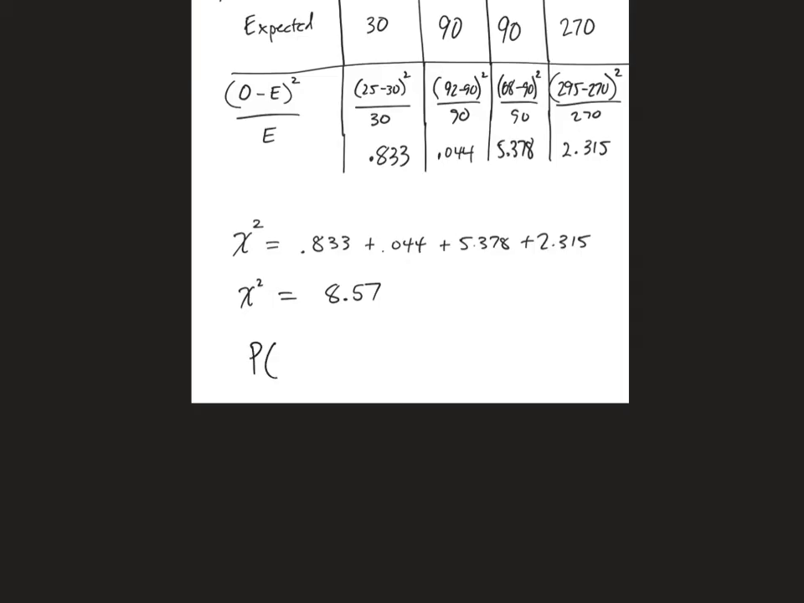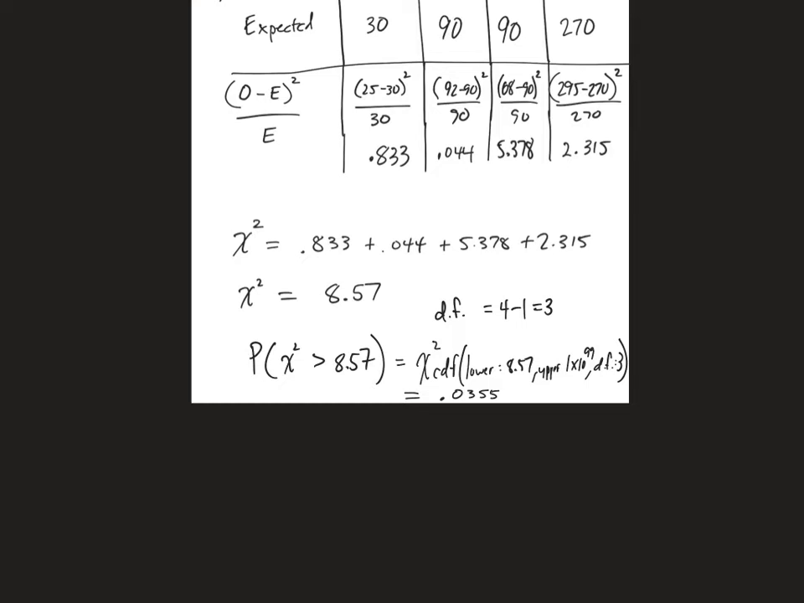So the probability that chi-squared is greater than 8.57, I'm just going to use the calculator. I had 4 categories, so the degrees of freedom is 4 minus 1, which is 3. So that is equal to chi-squared CDF with lower bound 8.57, upper bound 1 times 10 to the 99th, and degrees of freedom 3. If you do that, you get a probability of 0.03559. So that probability would be less than 5%.